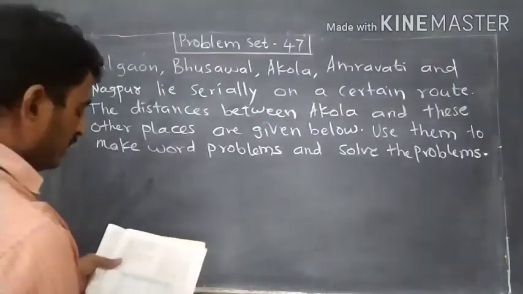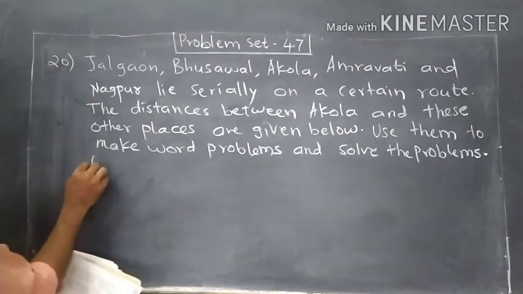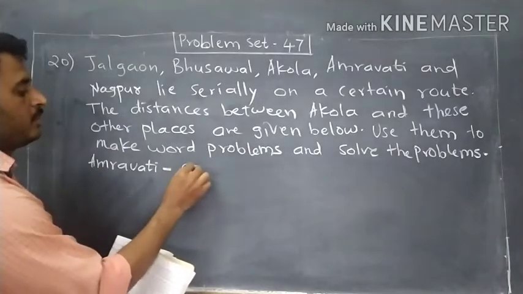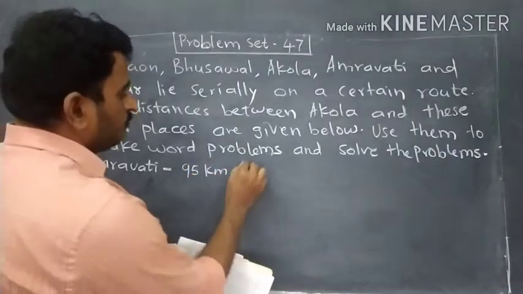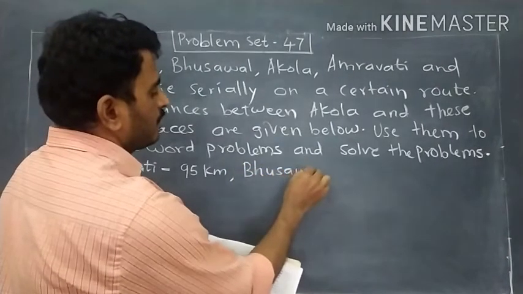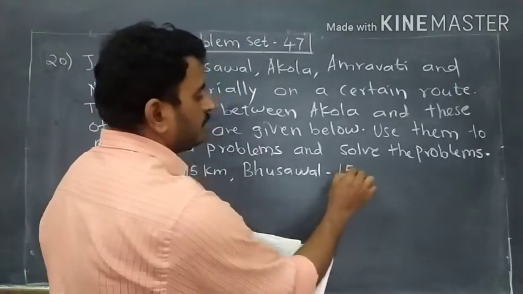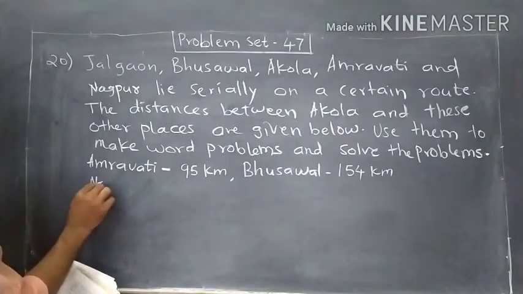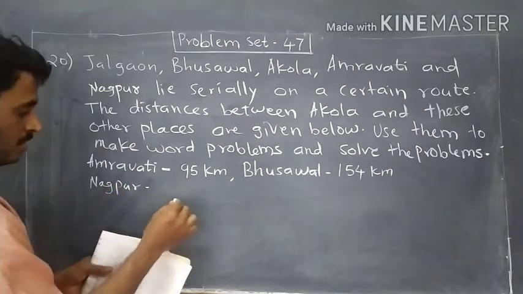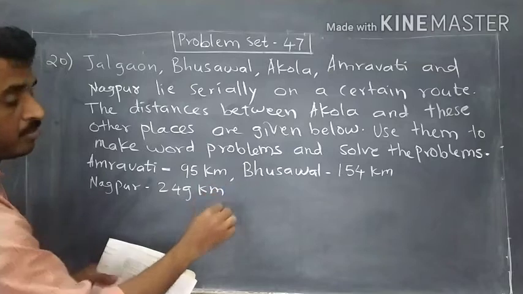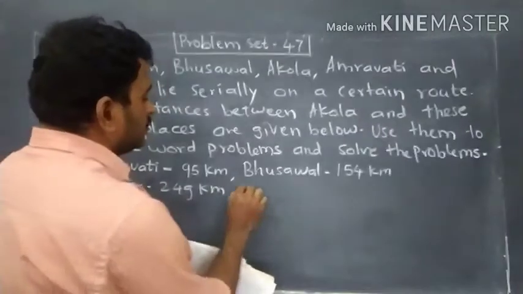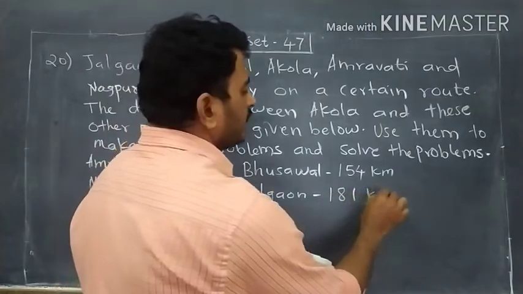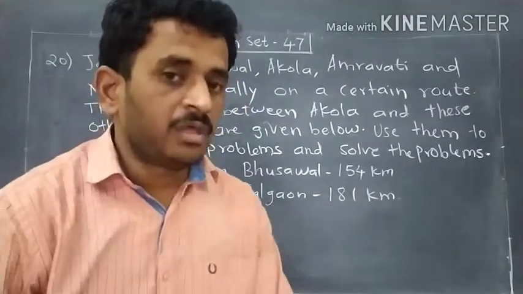The distance is given here. Amravati is 95 km from Akola, Bhusawal 154 km from Akola, Nagpur 249 km from Akola, Jalgaon 181 km from Akola. Now where is the Akola?